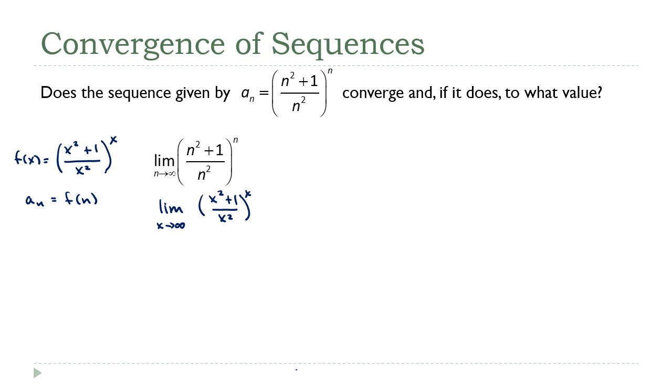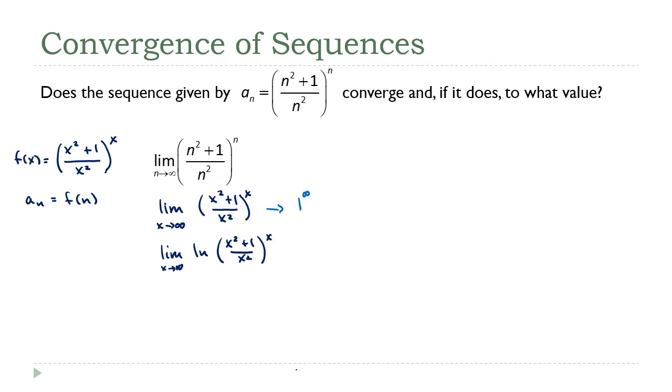Now, if you think about what happens to that expression inside, as x goes to infinity, x squared plus 1 over x squared goes to 1, right? So this expression here is 1 to the infinity. And this is an indeterminate form where we can apply L'Hopital's rule. Right, so to do that, I'm going to look at the limit as x goes to infinity of the log of (x squared plus 1 over x squared) to the x.